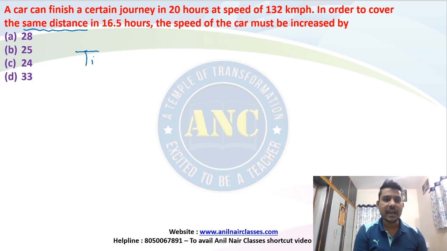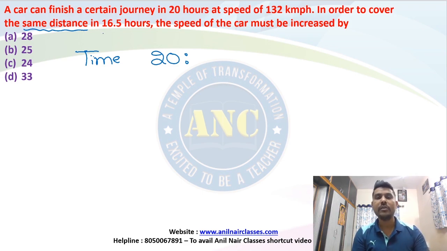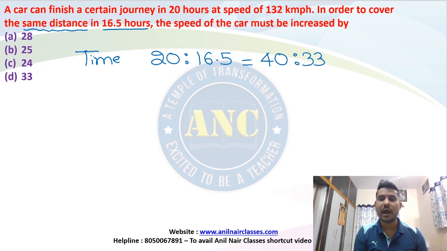Can I say that they have given time in terms of two parameters, that means initial time taken and the final time taken they have given. Initially a car can finish a certain journey in 20 hours. So the initial time is 20 hours and the final time, because the speed is increased right now, is 16.5 hours. That means the initial time and the final time ratio is 20:16.5 multiplied by 2. It becomes 40:33, so that we will avoid decimals. So time ratio is given as 40:33.